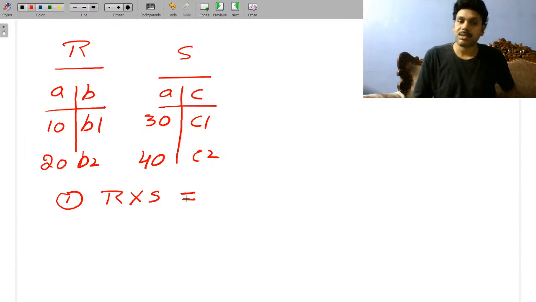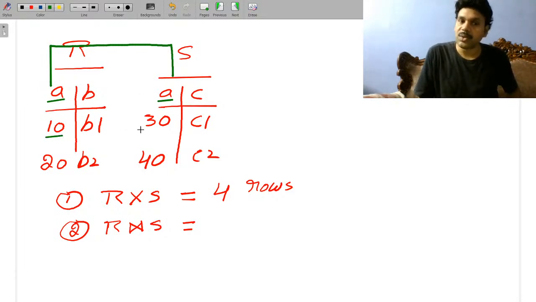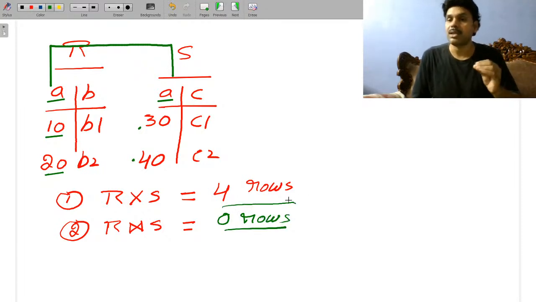R cross S is nothing but your R and S are going to be multiplied. Therefore, you are going to get how many rows, friends? 4 rows. And the second one, when I am calling R natural join S, please observe. There is a common column. Natural join always looks for a common column. There is a common column A. Now 10 is going to map, it is not possible, because the data is not common. 20 is trying to map, it is not possible. And 20 is trying to map, it is not possible. Then our natural join S will give you how many here? 0 rows. See the difference between cross and natural join.